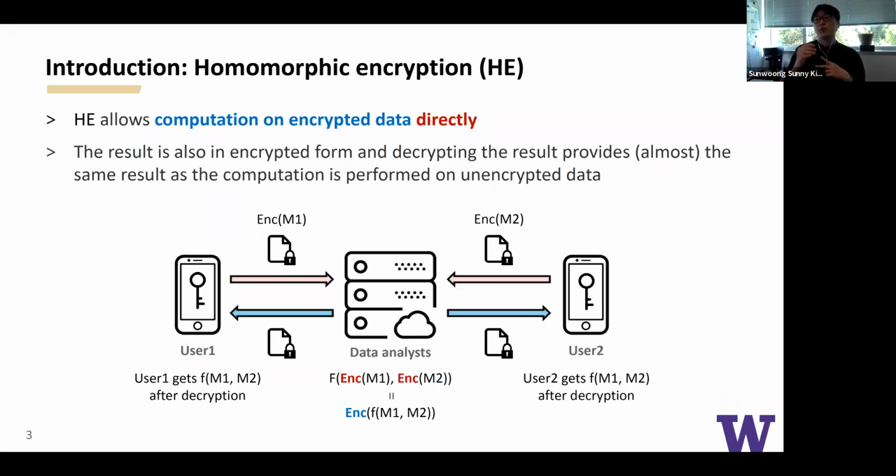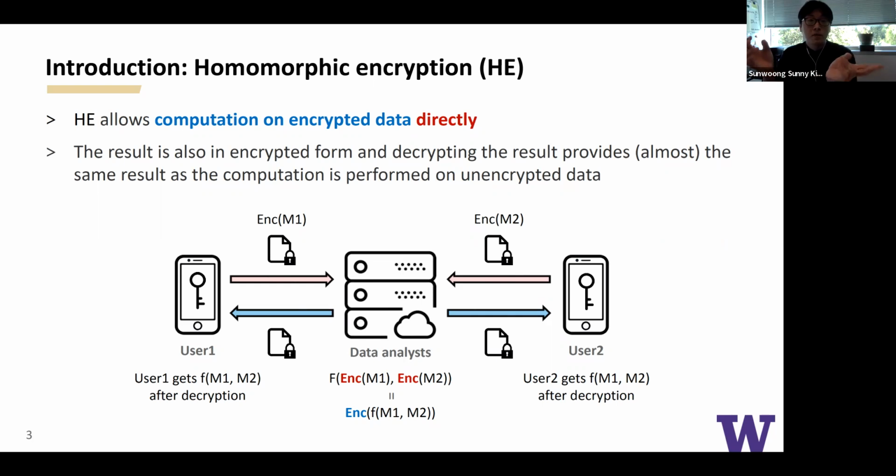And according to Wikipedia, homomorphic encryption is an encryption form that allows computation on ciphertext without decryption. And the result is also in encrypted form, and decrypting the result provides the same or almost the same result as if the computation were performed on unencrypted data.